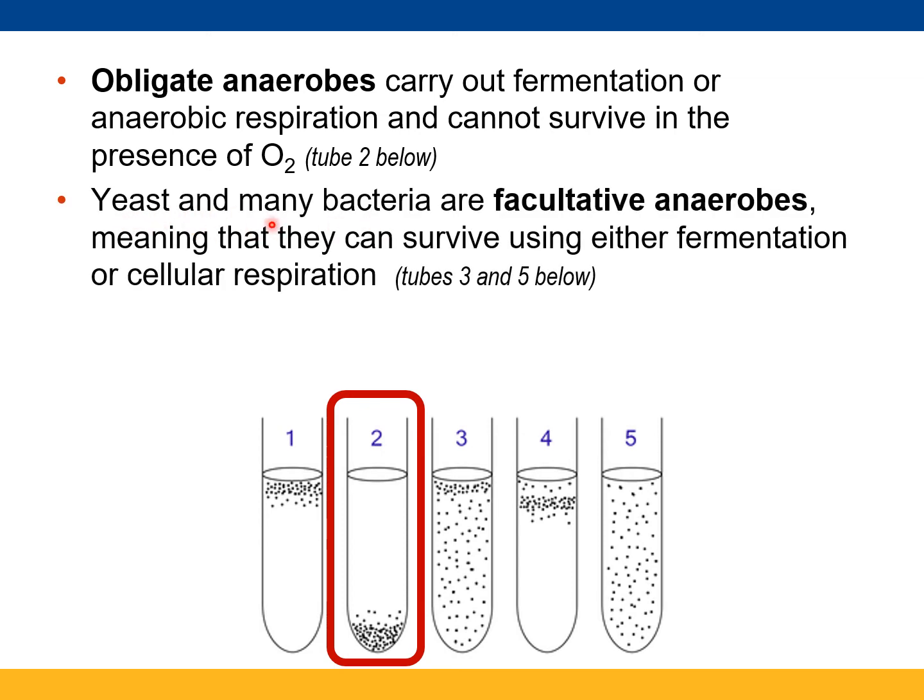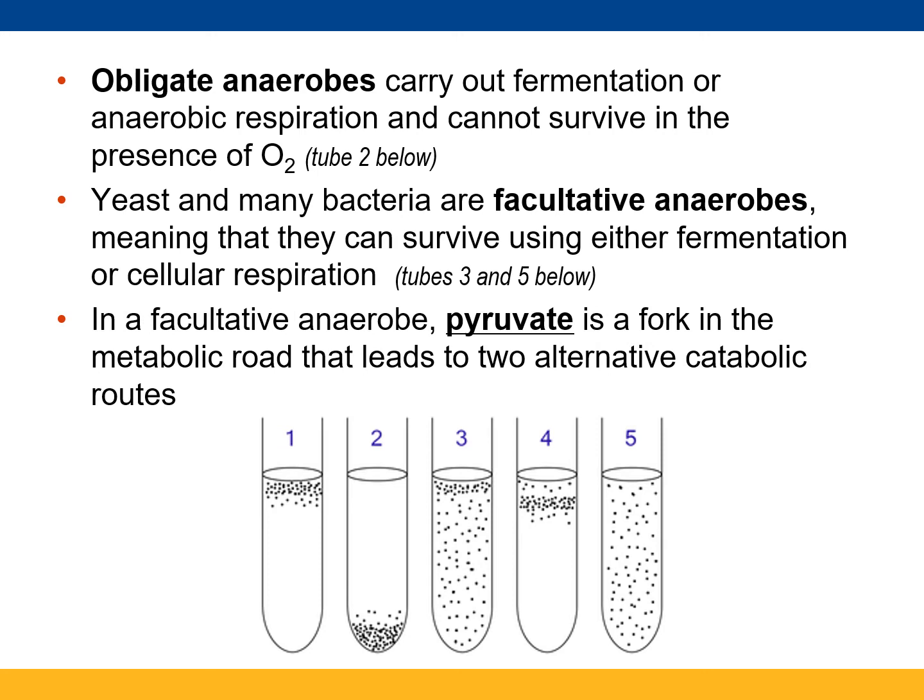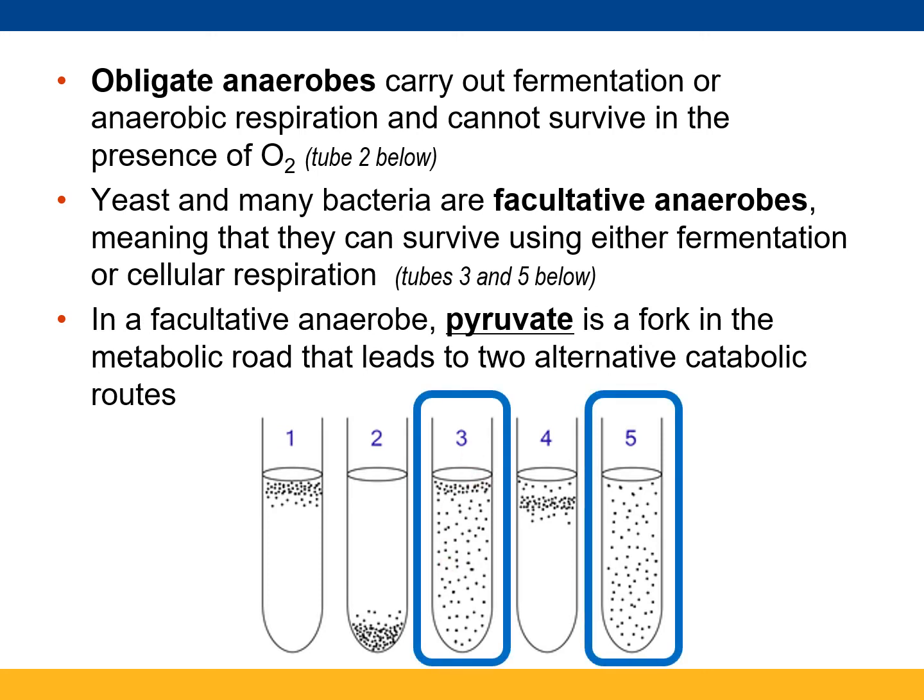Many yeast and other bacteria are what we call facultative. That is to say, rather than being able to live exclusively in anaerobic conditions, they can kind of do both. So tubes 3 and 5 here are what we would call facultative anaerobes. They can grow in oxygen, and it looks like 3 does a little bit better in oxygen. 5 is a true facultative anaerobe. It doesn't seem to care if there's oxygen or not. In those cases, they can switch. They have the ability to switch, and they switch at the level of pyruvate.